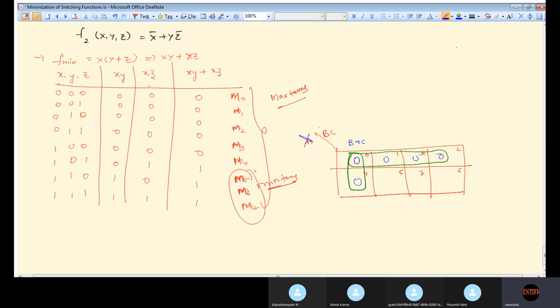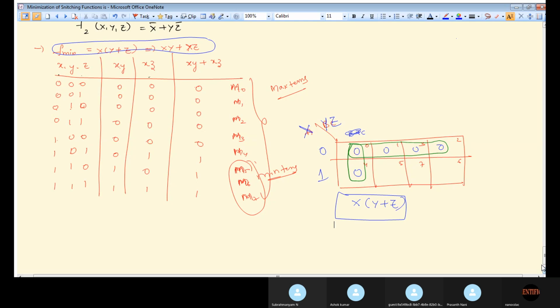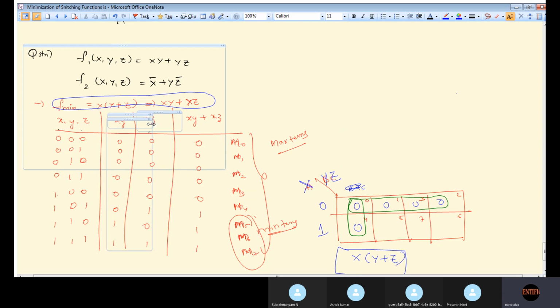Here I gave X, Y, Z, right? If we use X, Y, Z, what can we write? 0, 1. X into Y plus Z. X into Y plus Z. This is the given function. So X into Y plus Z. We are just proving it, okay?